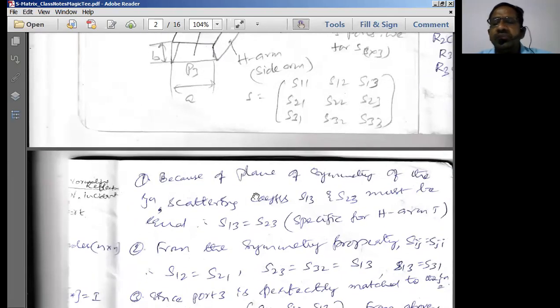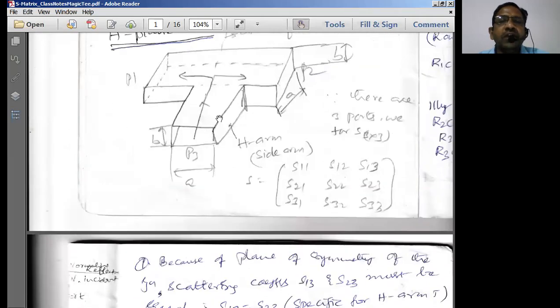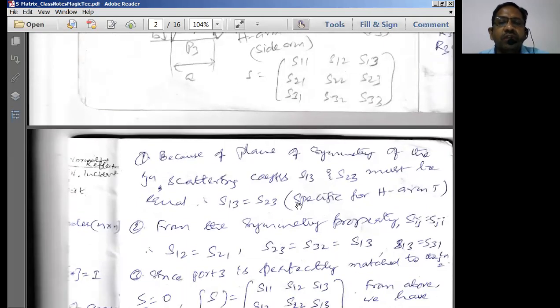Now it's very simple, very straightforward. Just keep on applying the properties, and you will keep on getting the results. Very, very easy for us to go with. Now the first property is going to be the property of the H plane T. What is the property of the H plane T?